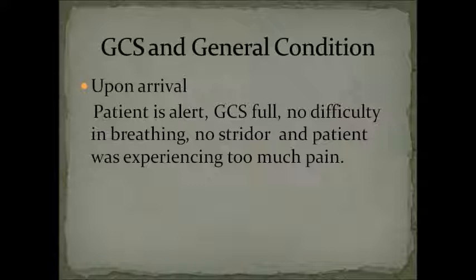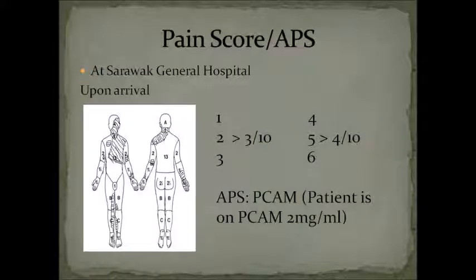For Glasgow Coma Scale and general condition of Mr. X, upon arrival, patient is alert, GCS is full, no difficulty in breathing, no stridor, and patient was experiencing too much pain. For the pain score assessment, Mr. X rates the pain at 3/10 over the face, neck, and also chest area. Meanwhile, he rates the pain at 4/10 over the back of the neck, back of the shoulder, and also back of the right hand area. Mr. X also is on PCM 2 mg per ml.